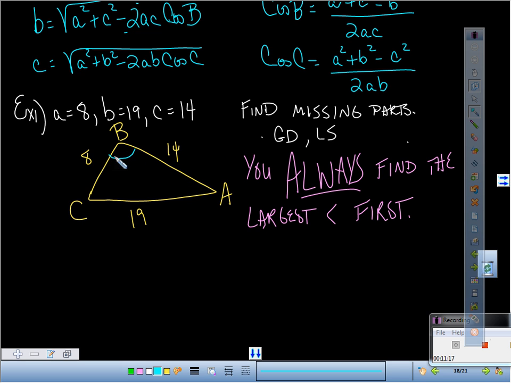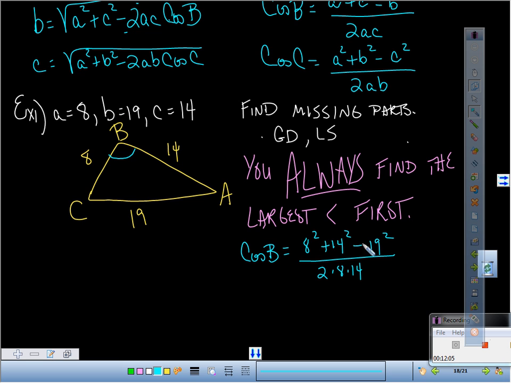If I want to find angle B, first of all, I'm looking for an angle, so what do I know I'm going to do on my calculator? Inverse cosine. I'm just going to set it up like this, and then I'll do it. I'm going to say the cosine of B is equal to the two sides that make it up, so that'd be 8 squared plus 14 squared, minus this side, 19 squared, all over 2 times 8 times 14.